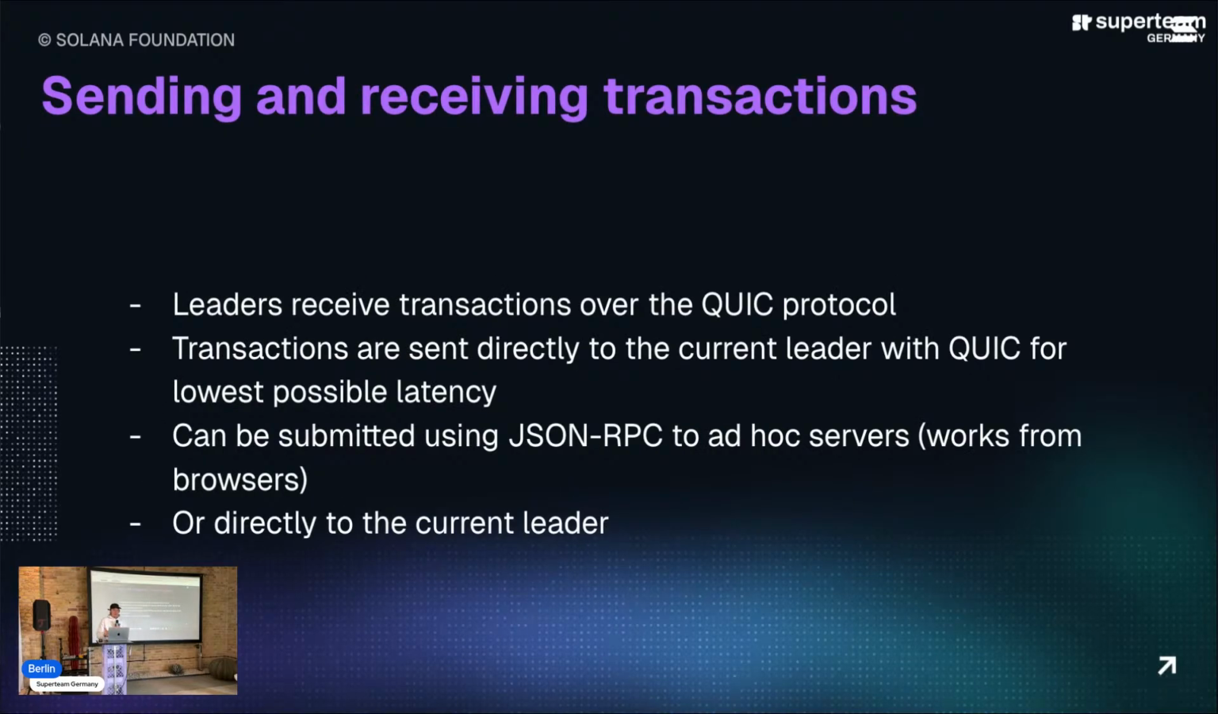So as I already said, I want to move to the right now, right? So what does my client do? It creates a transaction and it sends it to the current leader. And the current leader gets these transactions via the QUIC protocol. This is just a protocol for how you send data over the internet. And you can either submit it to a JSON RPC node or you can directly send it to the current leader. So every one of these leaders, you can actually directly send your transactions there and they will put it into the blockchain. So basically you can interact with Solana without having any other infrastructure and it will work forever.